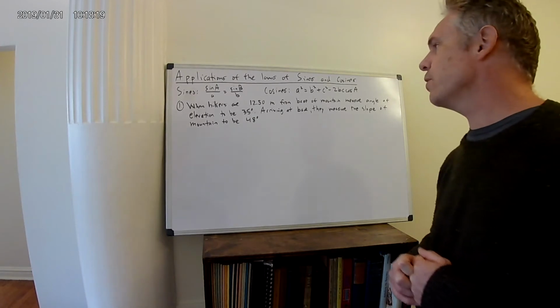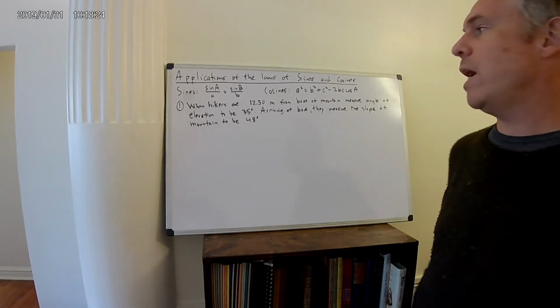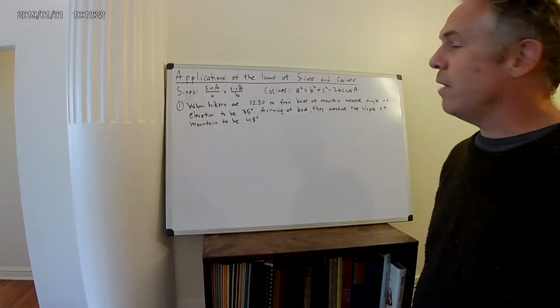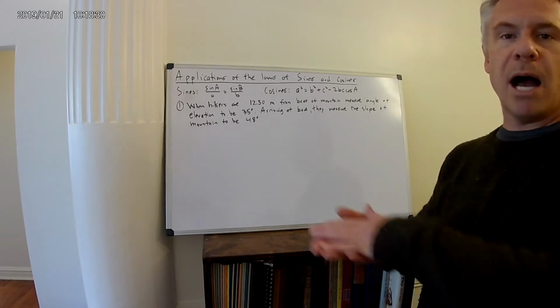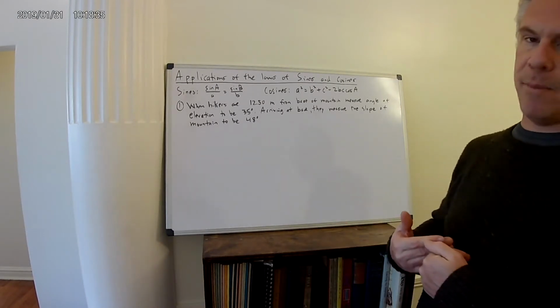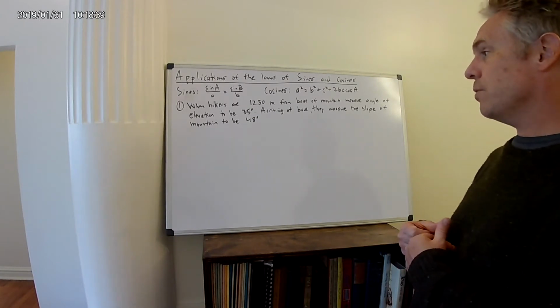There's a group of hikers that are approaching the base of a mountain, and when they're 1,250 meters away, they measure the angle of elevation of the mountain to be 35 degrees. Now the angle of elevation is basically how high the summit appears above the horizon. And then they hike to the base of the mountain, and when they reach the base of the mountain, they measure the slope to be 48 degrees.